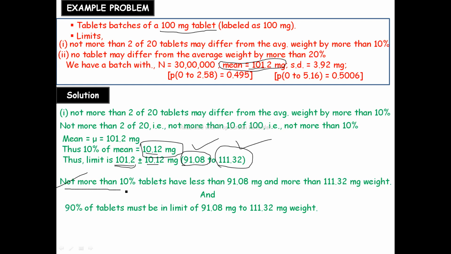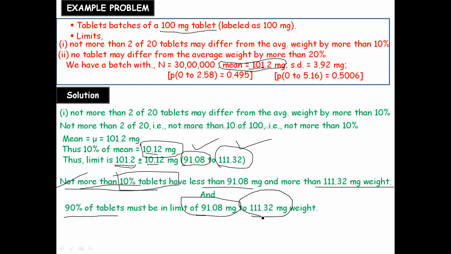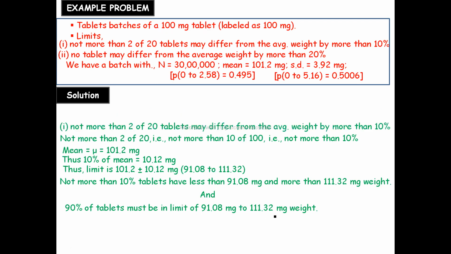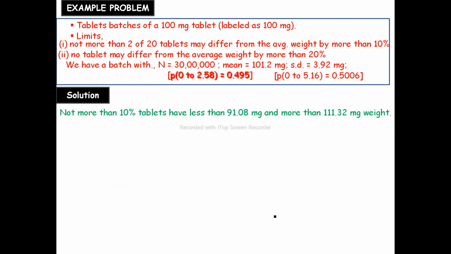Not more than 10% of the tablets should have weight less than 91 or more than 111. Not more than 10% means less than 10% of the tablets can have weight less than 91 or more than 111. And the next thing is 90% of the tablets should be within the limit, meaning their weight should be more than 91 and less than 111. Next we'll solve for this.